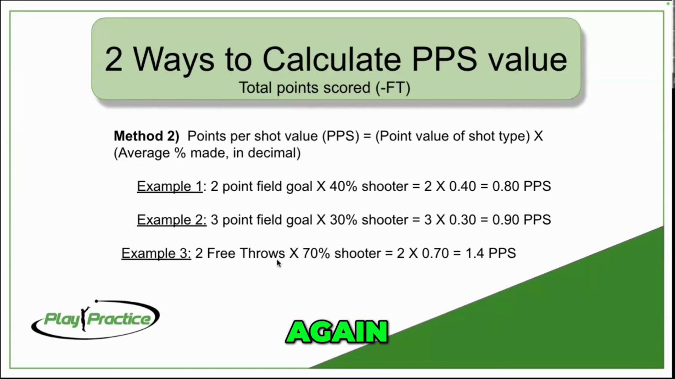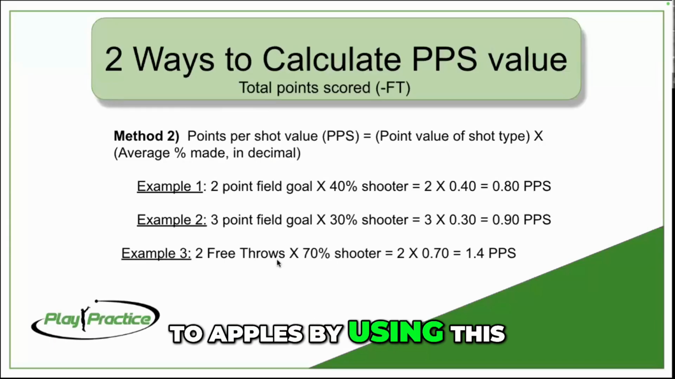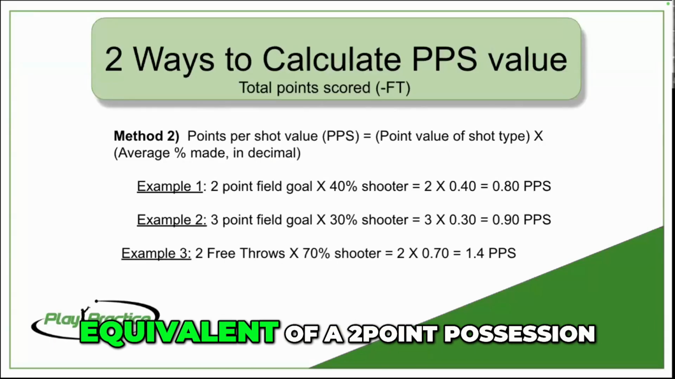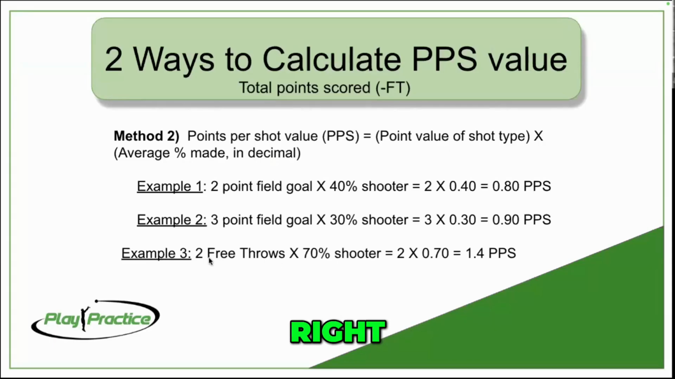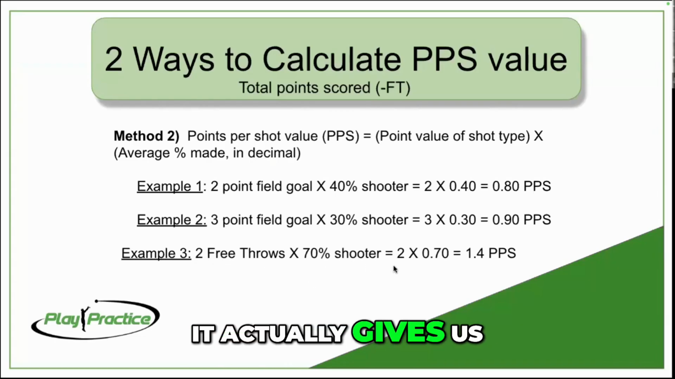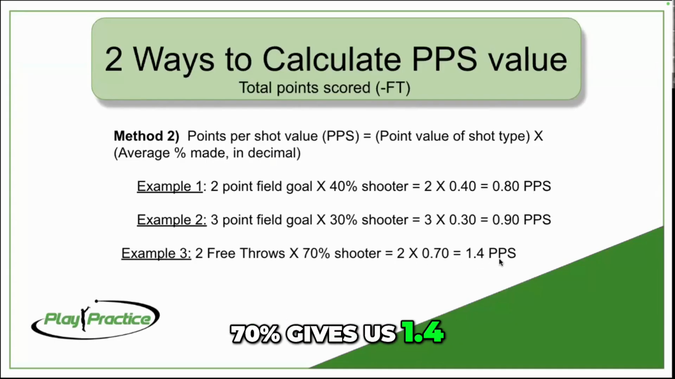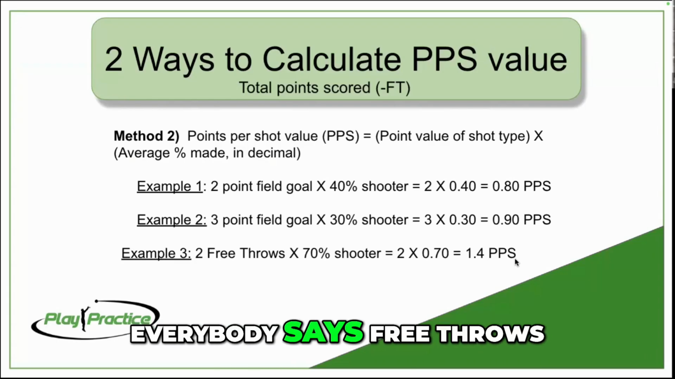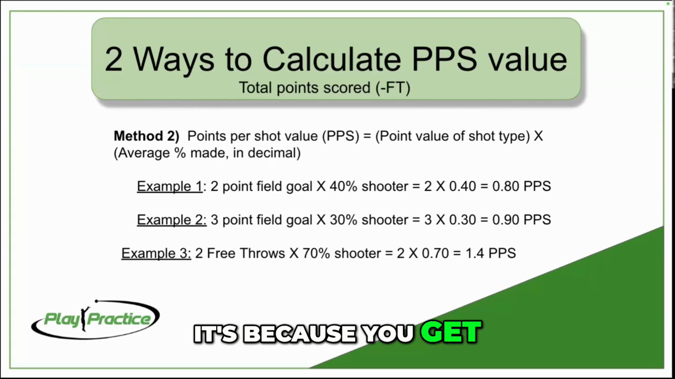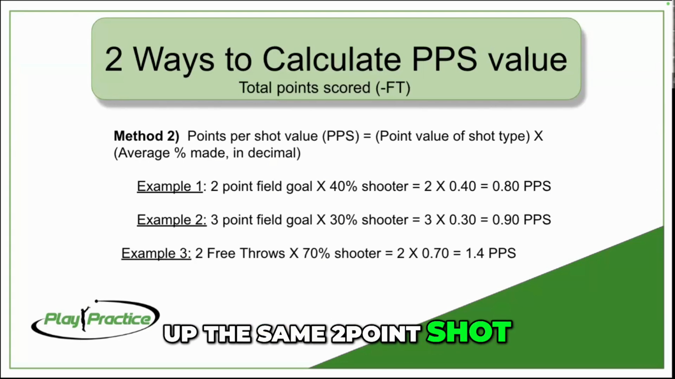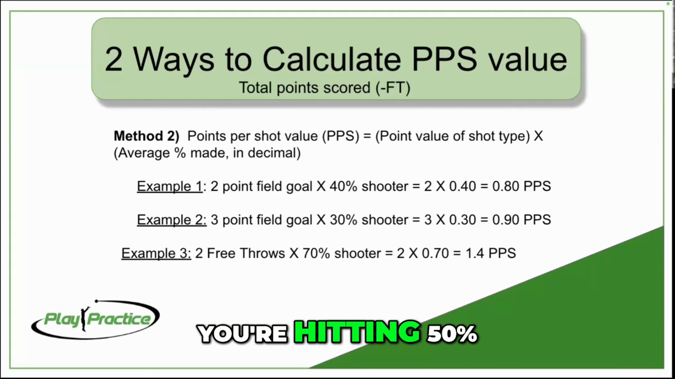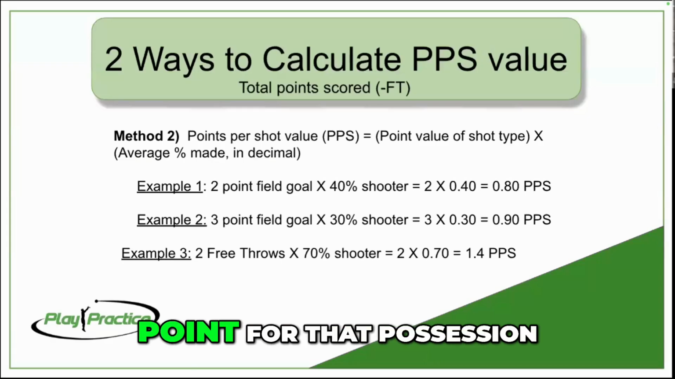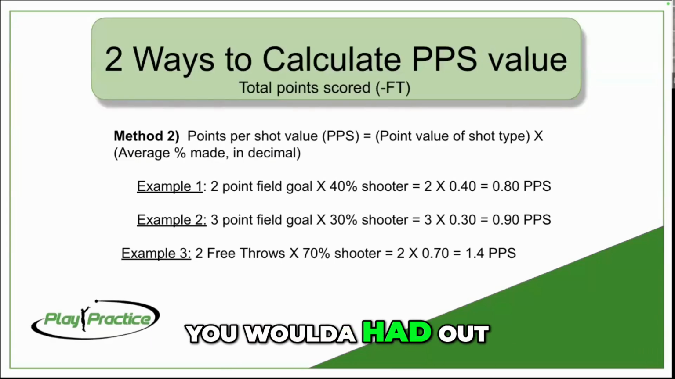And then free throws, again, we can compare apples to apples by using this. What compares to the equivalent of a 2 point possession, right? And so two free throws, because we get two chances at 70%, it actually gives us a lot higher value. So two shots times 70% gives us 1.4 points per shot, which we'll talk about more, but this is like the math behind why everybody says free throws win games. It's because you get two chances to make up the same 2 point shot and nobody's guarding you. So even if you're hitting 50%, you're going to average 1 point for that possession, the equivalent of what you would have had out of your 2 point shot.